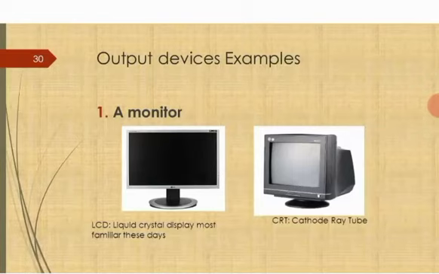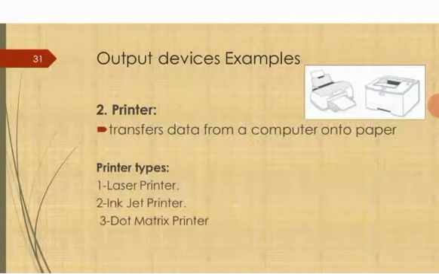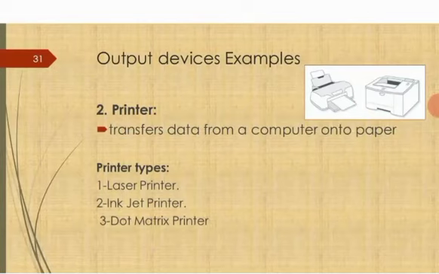As I've mentioned, we have a monitor here, LCD, which is liquid crystal display, most familiar these days. CRT, cathode ray tube, is the earlier type of monitor that we have, which is not common nowadays. And now to the printer. What is a printer? A printer transfers data from a computer onto paper. We have different types of printers: laser printer, inkjet printer, and dot matrix printer.